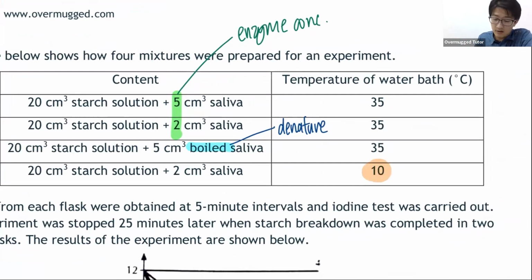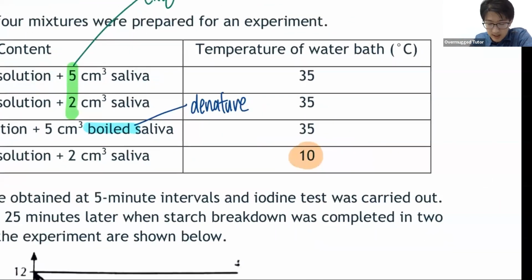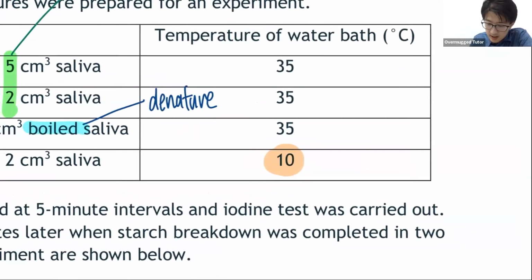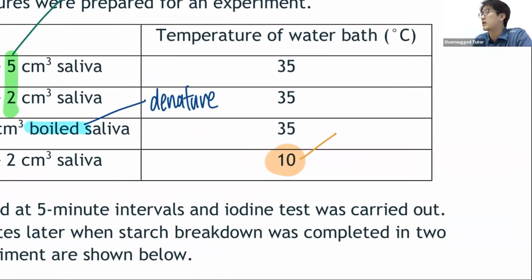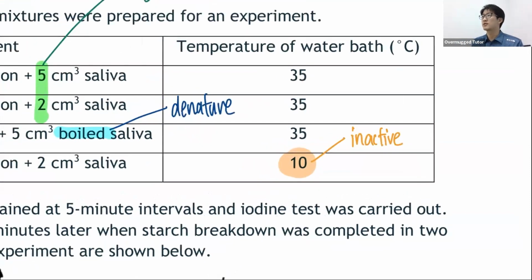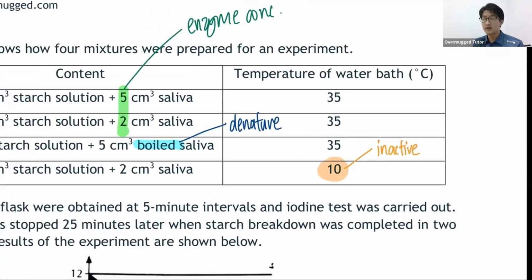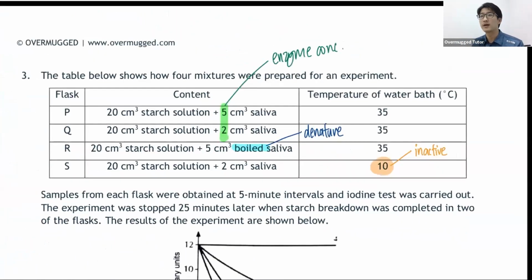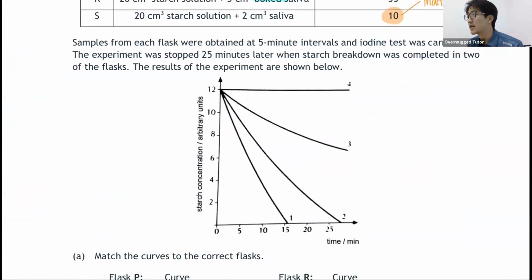Right? Okay. So if boiled saliva, we say denature. Here, we will say what happened to the enzyme. So what you, very good, inactive. Okay. Unfortunately, I forgot to take away the numbers in your paper. So the curves are there. Right? The answers are there.